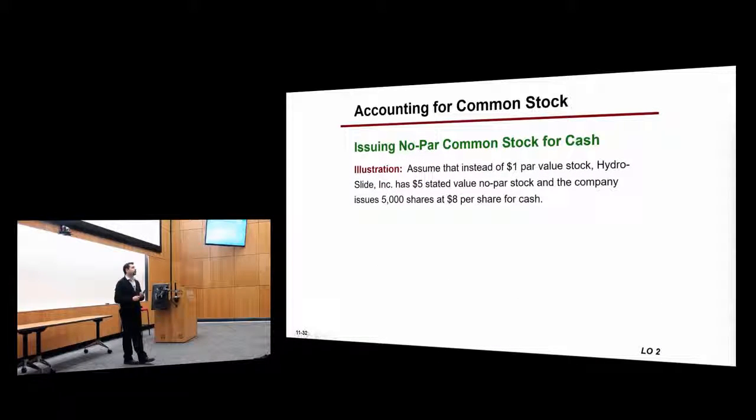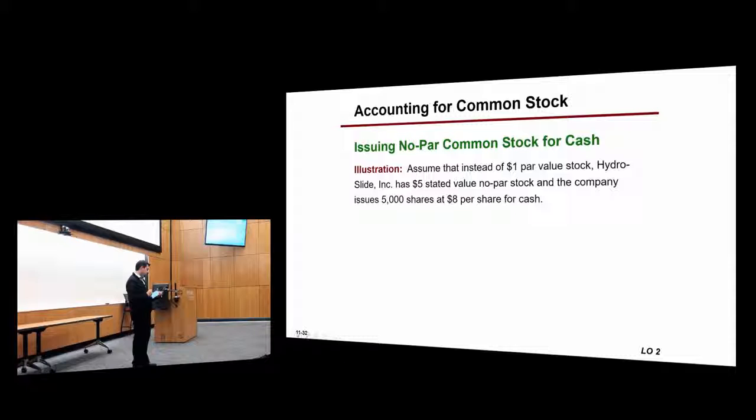Now, if the company is issuing no par common stock, but the common stock has a stated value, the stated value is actually treated in the same way as par value. The difference will be in the word. You replace par value by stated value. So you would have paid-in capital in excess of stated value.